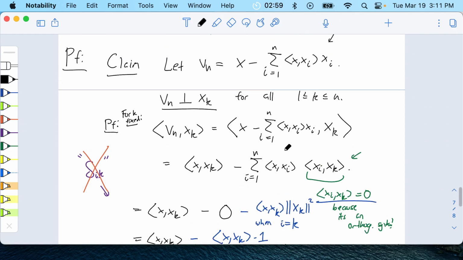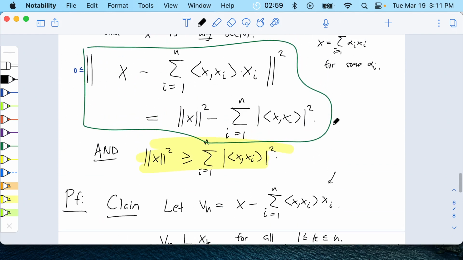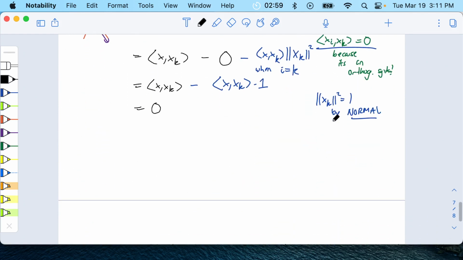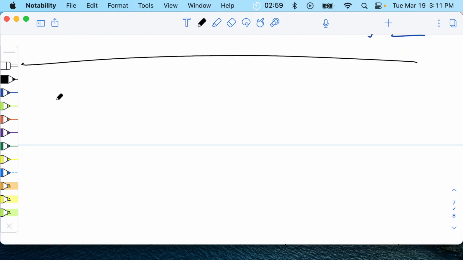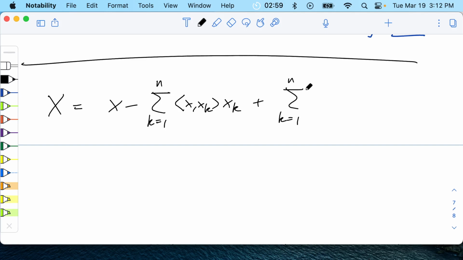Okay, now that we know this thing, the proof of Bessel's inequality is just Pythagoras. And it's a very sneaky way. We're going to do everyone's favorite math move of adding and subtracting 0. So x is the vector we're working on. You can write x as a sum of 2 things. You can write it as x minus the sum from k equals 1 to n of <x, xk> xk plus the sum from k equals 1 to n of <x, xk> xk. Right? Seems like I've done nothing.